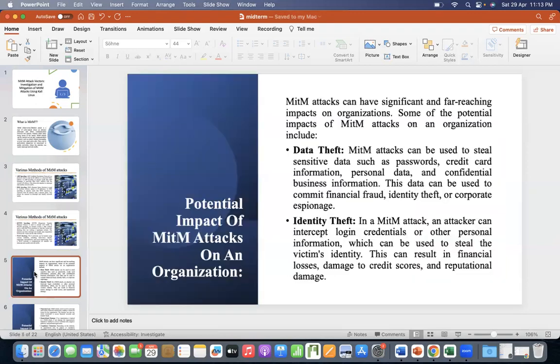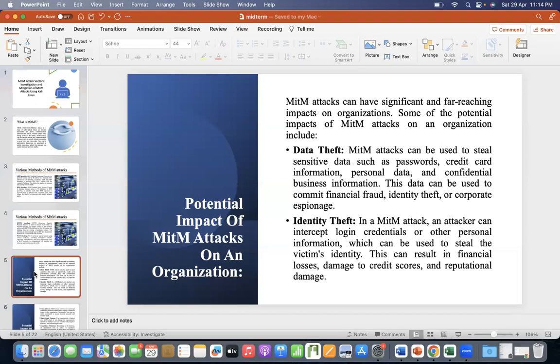And let's move on to how man in the middle attacks impact organizations. Here, man in the middle attacks have significant and far-reaching impacts on organizations. Some of the potential impacts are data theft. Here, sensitive data like passwords, credit card information, personal data, and confidential business information can be stolen.